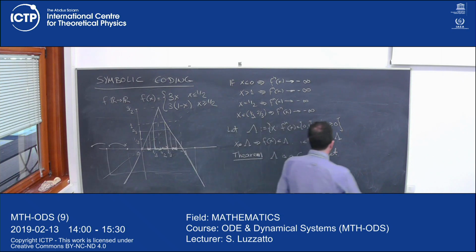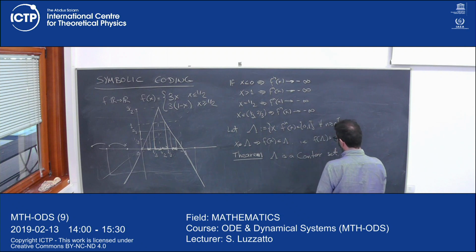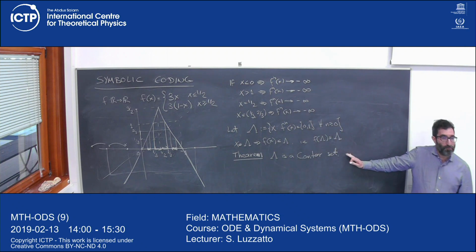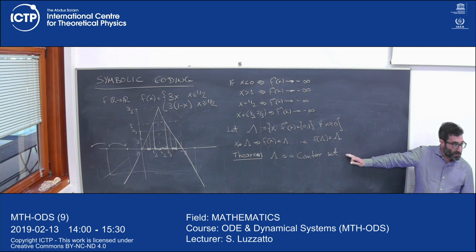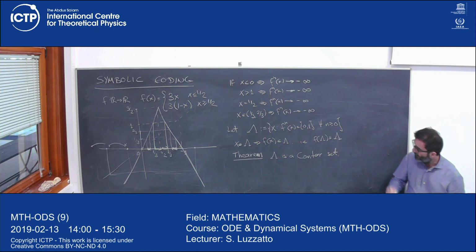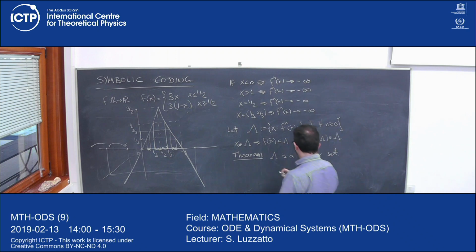And so in particular, this means that it's got a lot of points. How many points are in the Cantor set, you know? Uncountable. The Cantor set is uncountable. It's part of the definition of the Cantor set. Okay?